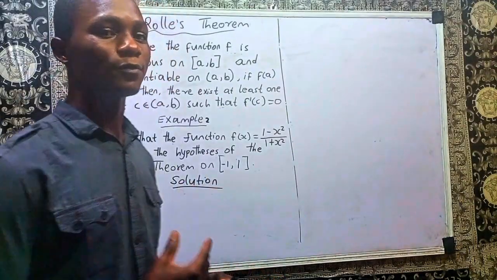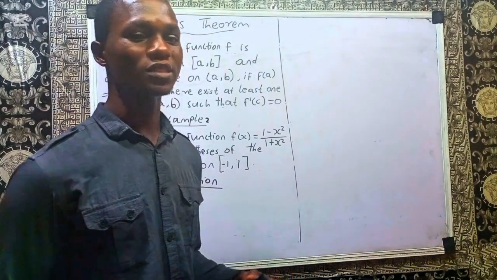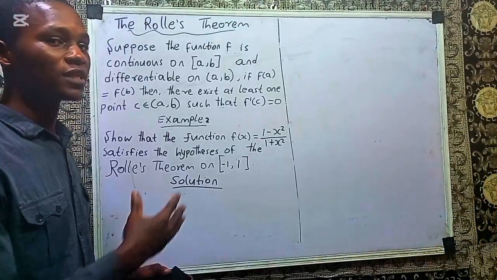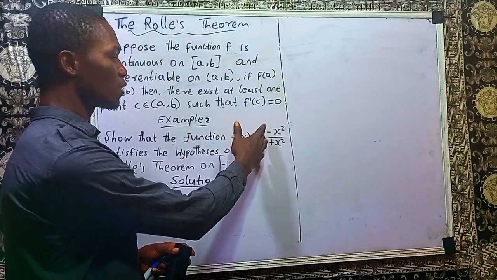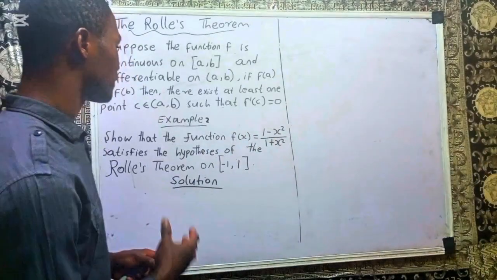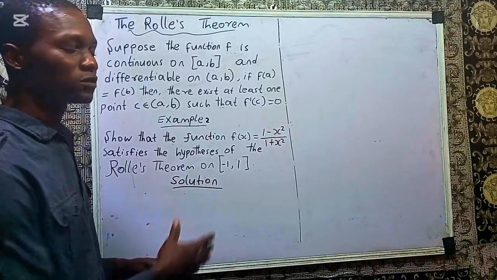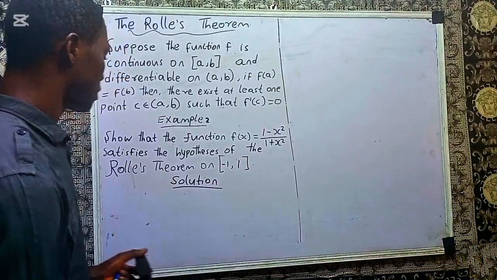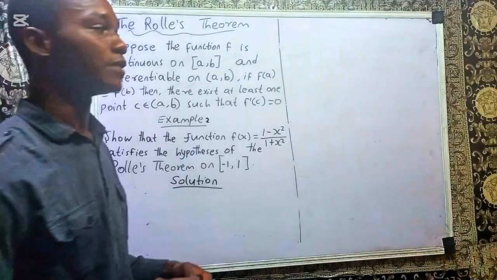Now we solved one particular example and we showed that the function satisfies the hypothesis of Rolle's theorem. So we want to look at this function in this example too, and the function is f of x equals 1 minus x squared divided by 1 plus x squared. We want to show that this function will satisfy the hypothesis of Rolle's theorem on this closed and bounded interval -1, 1. So let's start the solution to this problem.